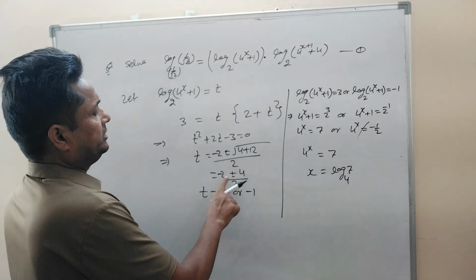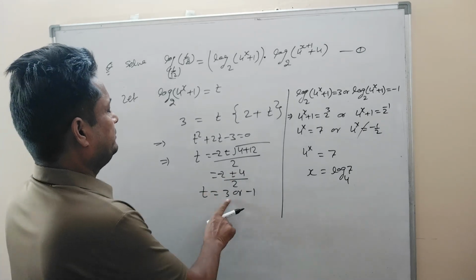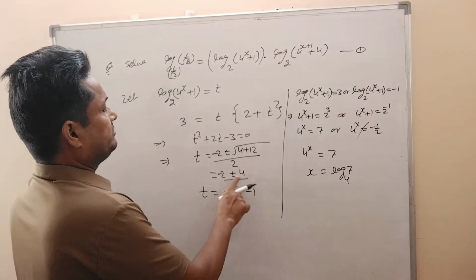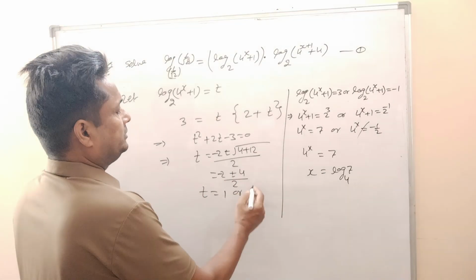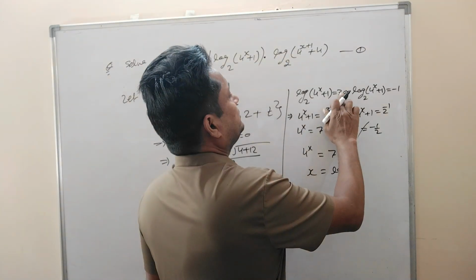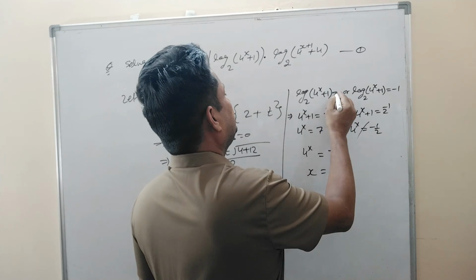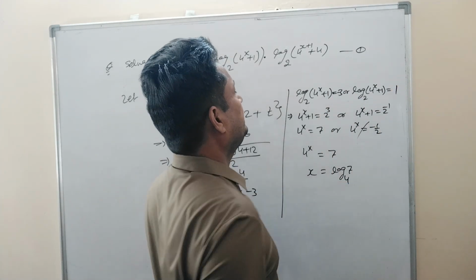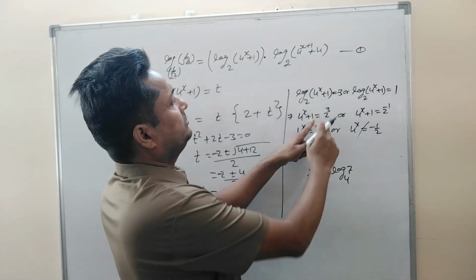If you take the plus sign, it will be how much? It will be 1. Or if you take the minus sign, then it will be minus 3. So this solution will be what? t is equal to minus 3 or 1. So this one will be how much?